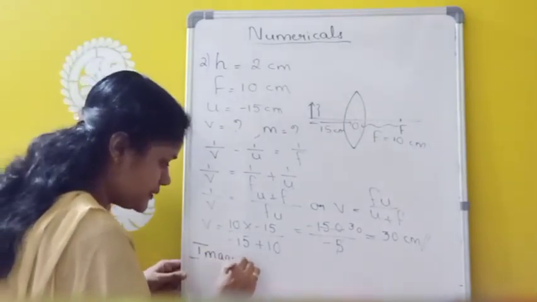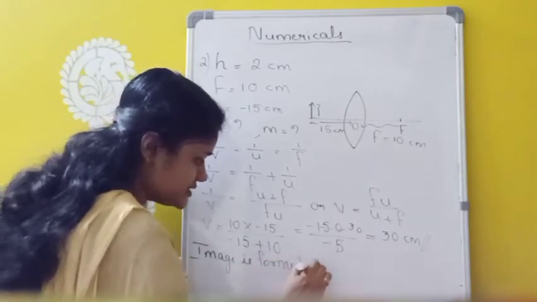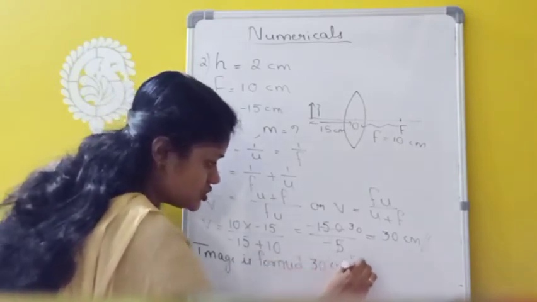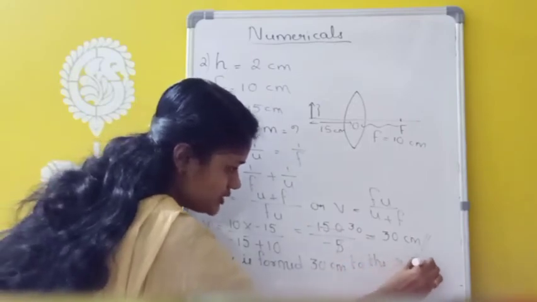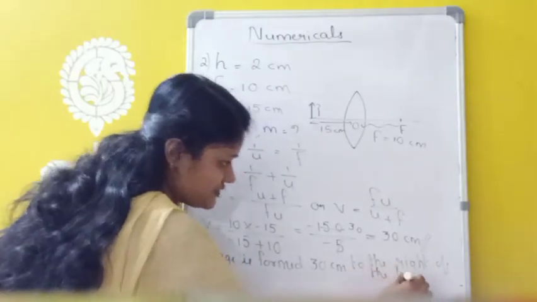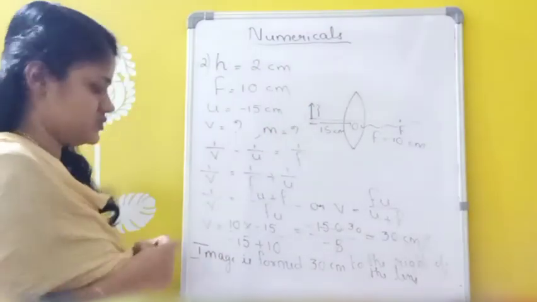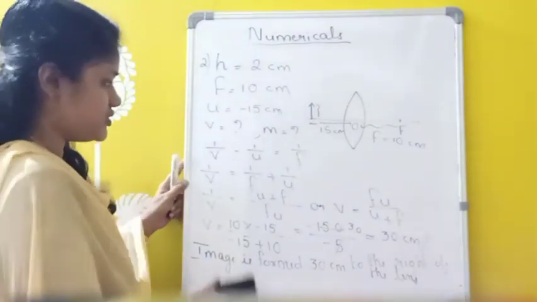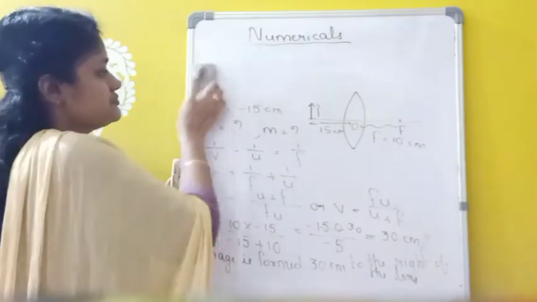Image is formed 30 centimeter to the right of the lens. To the right of the lens, or we can say behind the lens. So we are getting the image behind the lens. Now what we have to find out again? You have to find the nature, size as well as magnification.